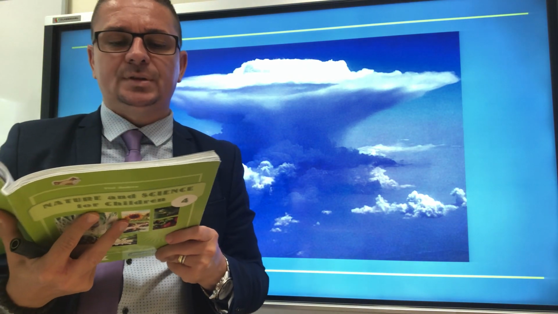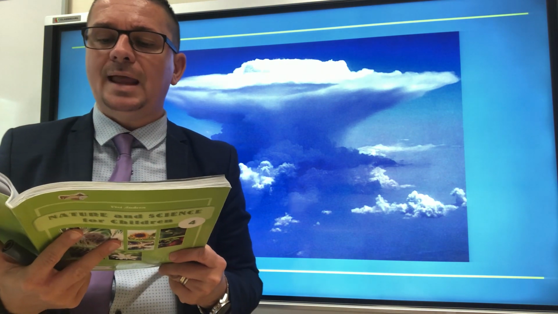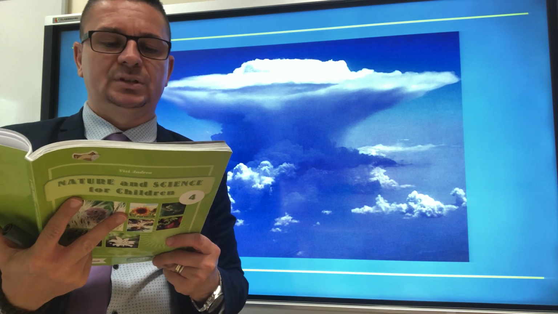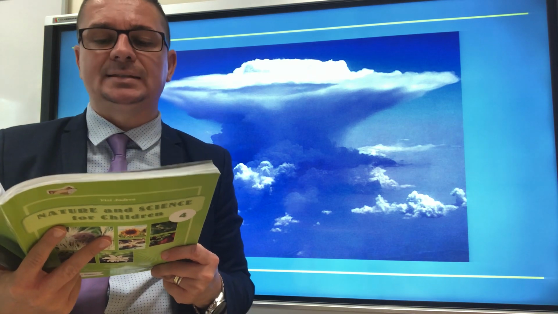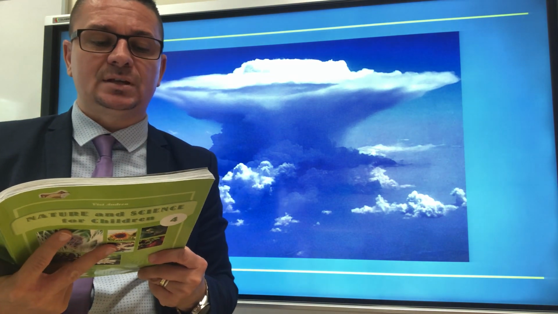When you look up to the sky, do you ever think about what clouds are made up of? Clouds are made up of millions of water droplets and tiny pieces of ice called ice crystals. The water droplets and ice crystals are so small that the air holds them up.